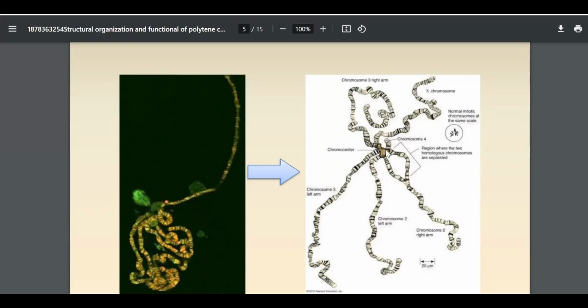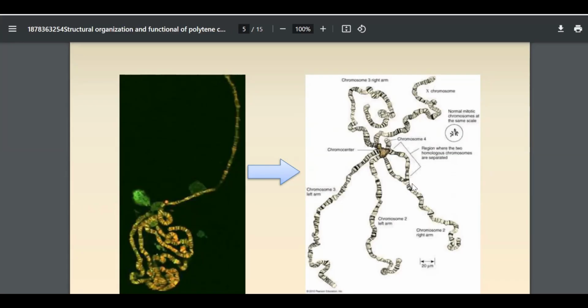So this is the chromocenter, point number 1. Then you have chromosome 4, X chromosome, chromosome 2, chromosome 3, right? And what it is showing is normal mitotic chromosomes at the same scale. It is just for comparison, right? Now, this is the region where the 2 chromosomes, which are homologous, are separated. Homologous means structurally they have the same sequence, same genes, same arrangement. They are separated here. So here you see a common start and common end, but here are 2 arm-like structures, as if it is forked at this point.